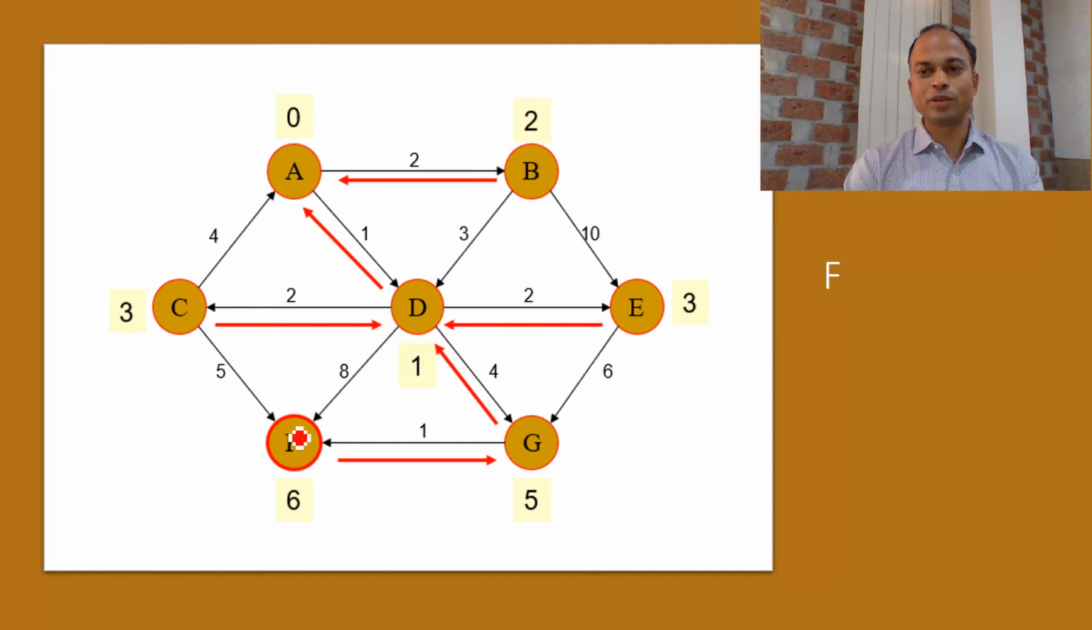Now, if we talk about the final distance, then A to B distance is 2, A to E distance is 3, A to G distance is 5, A to F distance is 6, A to C distance is 3, A to D distance is 1. In this way, we can solve the problem of single source. Source is single, source is A, and we have found the distance of all remaining nodes.